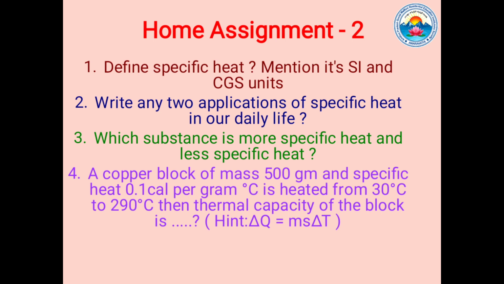I want to give a small hint also. Delta Q is equal to m s delta T, where m is equal to 500 grams. Simple. S is equal to 0.1 calorie per gram degree Celsius, and delta T is the temperature difference. Temperature difference means higher temperature minus lower temperature: 290 degrees Celsius minus 30 degrees Celsius. Then we can calculate, please.